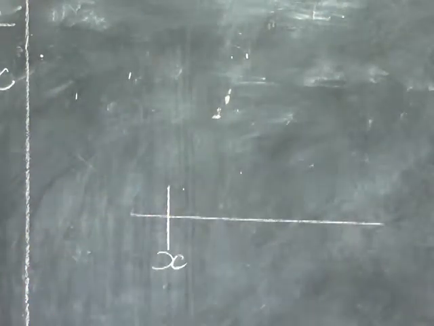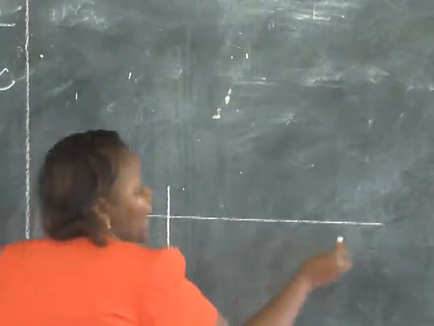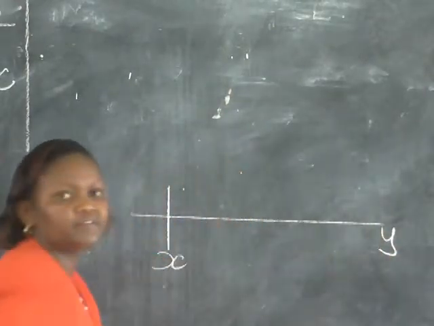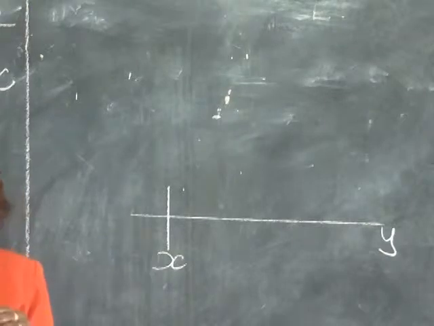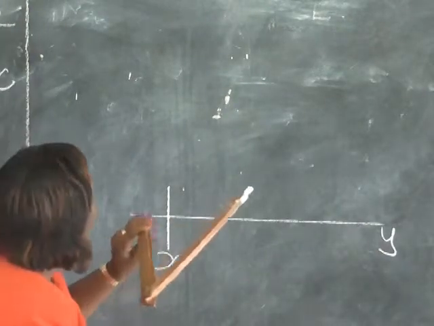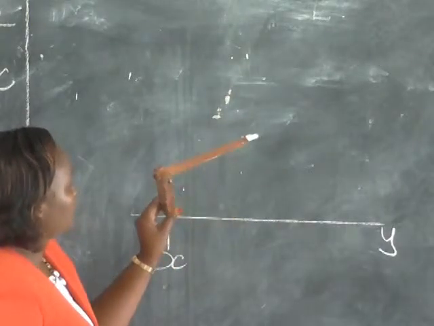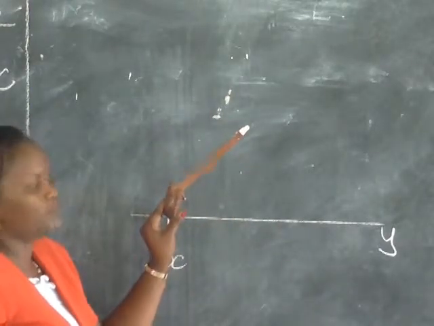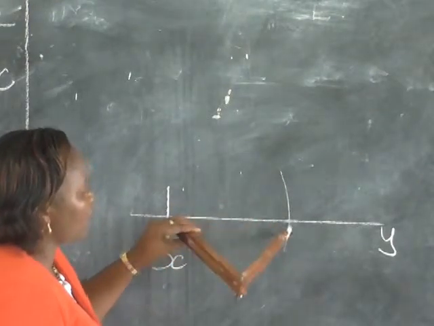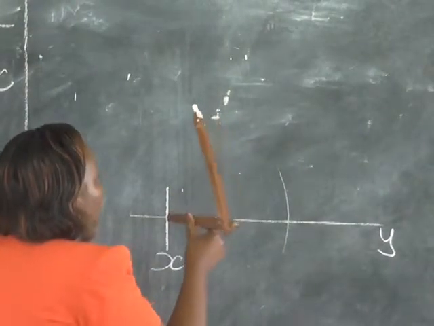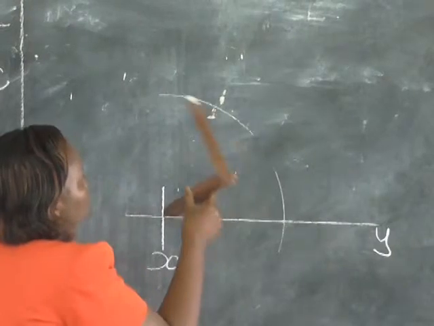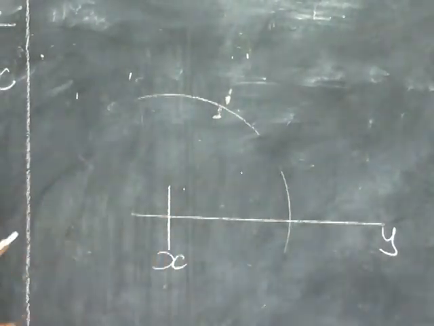Good. Then take your pair of compasses. We say that your line begins from here and ends at point Y. Write point Y at the end there. Are we together? Good. Using your pair of compasses, draw points. We said that X is our center. Draw an arc there. Good. Having drawn an arc there, draw another arc here. Good.